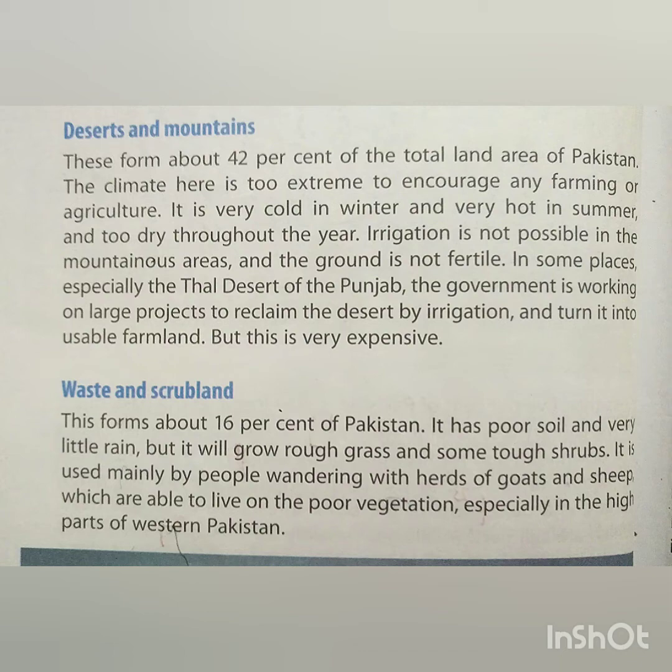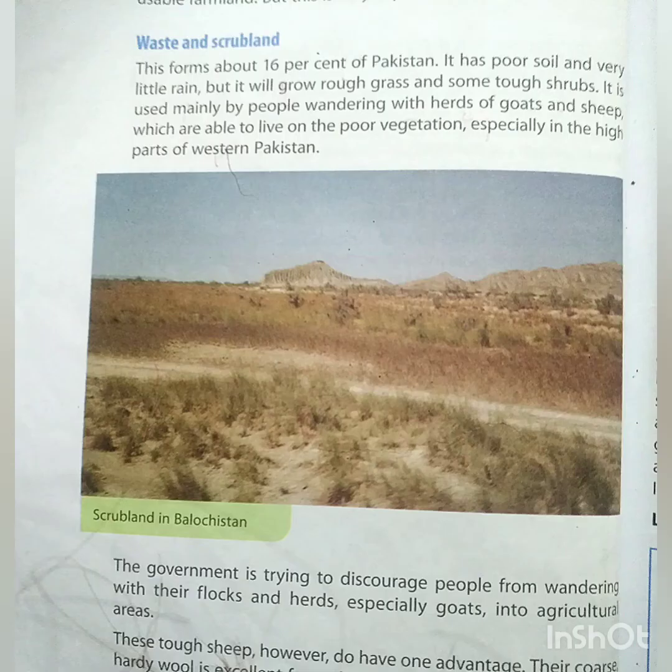This waste or scrubland has poor or very poor soil and very little rain, but it grows some rough kind of grass which is used by the wanderers who wander with their herds of goats and sheep and who live on the poor vegetation. These wanderers are not allowed to wander into the agricultural areas with their flocks and goats. But there is one advantage: these sheep have wool. So this wool is excellent for making carpets.